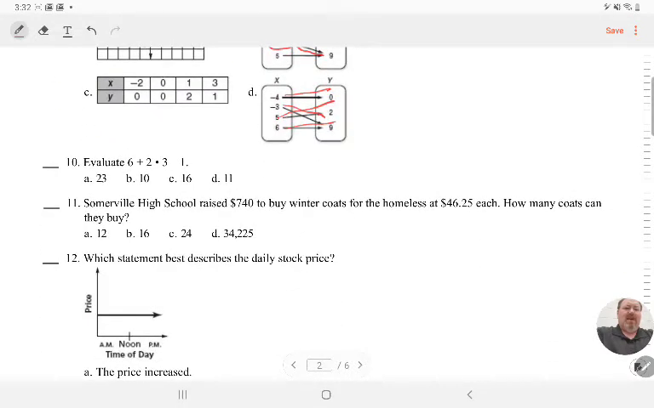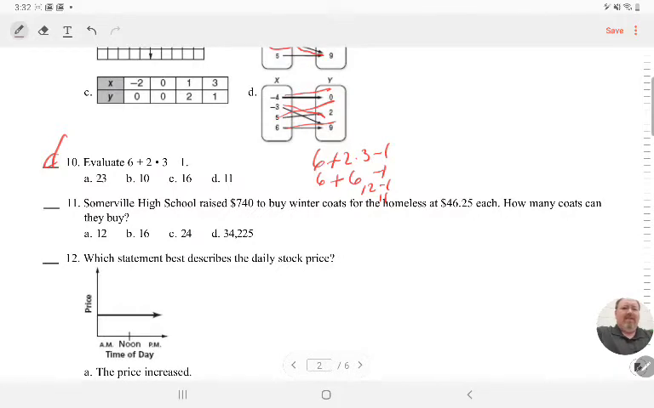Number 10, evaluate. That's just simply using order of operations. So 6 plus 2 times 3 minus 1. Multiplication comes first, so 6 plus 6 minus 1, 12 minus 1, or 11. And so the answer to 10 would be D.